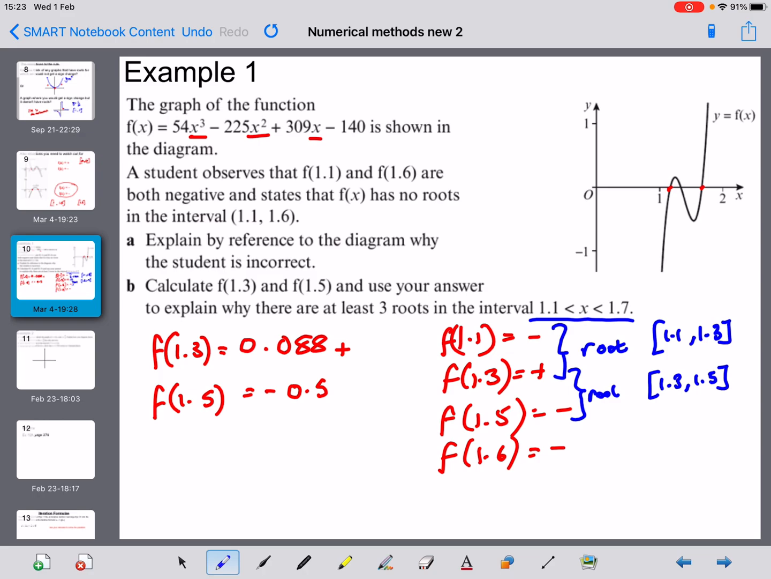So what I think we should probably do is work out f of 1.7. If we do f of 1.7, I get 0.352, which is positive. So that is our third root in the interval 1.6 to 1.7.